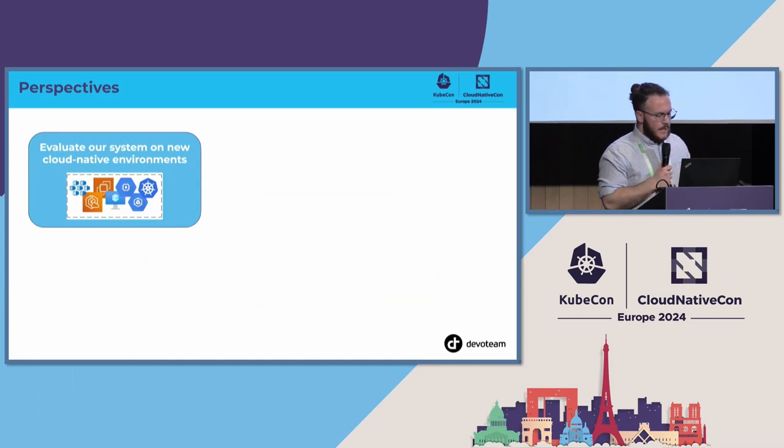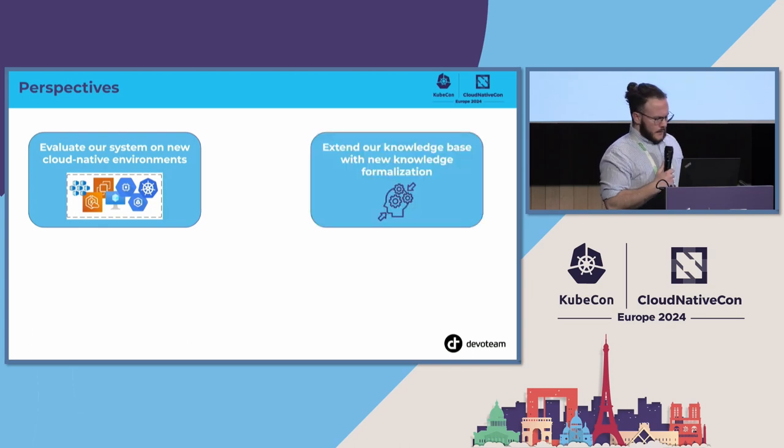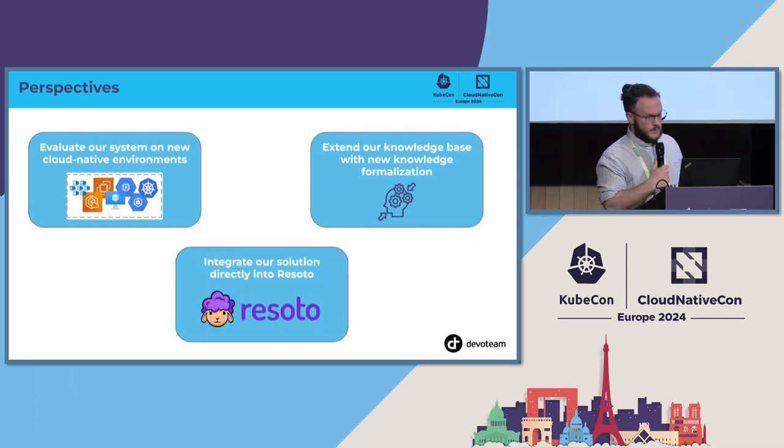And then to finish, the perspectives of this project will be to evaluate our system on new cloud native environments, because we only consider Kubernetes, and it could be applied on several use cases such as any cloud service provider or anything you can label. Then extend our knowledge base, because it's really an easy one, and work a lot on how to present this knowledge, how to formalize this knowledge. And then the last one would be to have an open source project, to open source our code directly to the cloud asset inventory, like Risotto or Fix Inventory or any other one.